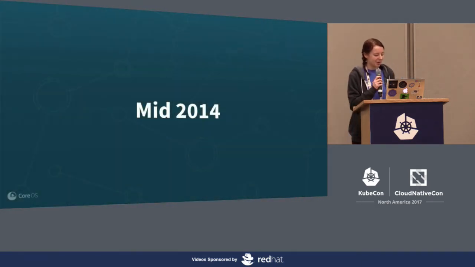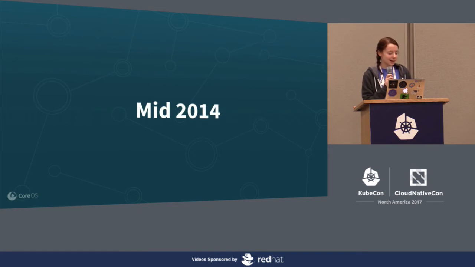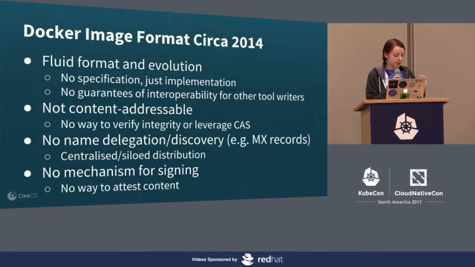Okay, so we're gonna start our story in about mid 2014. At this point in time, Docker was beginning to become very popular. The Docker image format at this time was not static. There wasn't a formal specification. It was only implicitly defined through Docker's implementation, which isn't a problem if all you're using is Docker. But if you wanted to integrate with other systems, good luck. There were no guarantees that your integrations would work.